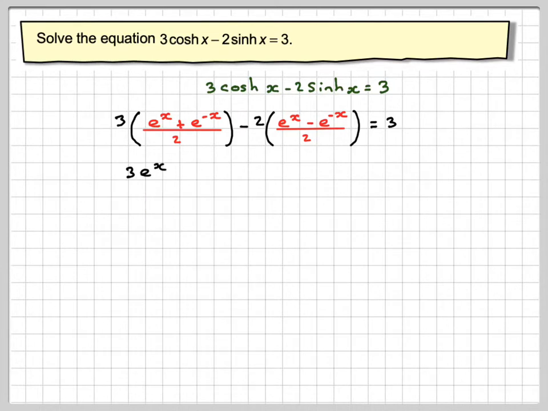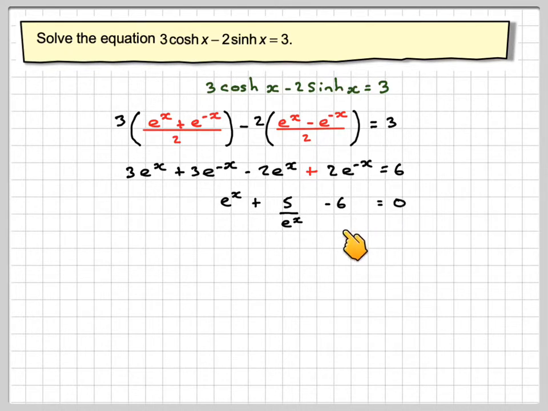If we multiply out each one and then take the 2 up here, we're going to get 3e^x plus 3e^(-x) minus 2e^x plus 2e^(-x) is equal to 6. Grouping like terms together, we've got 3e^x minus 2e^x, which gives me e^x, and then we've got 3e^(-x) plus 2e^(-x), which makes 5 over e^x, because e^(-x) is 1 over e^x. And that's take away 6 is equal to 0.